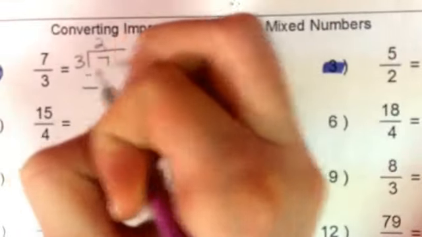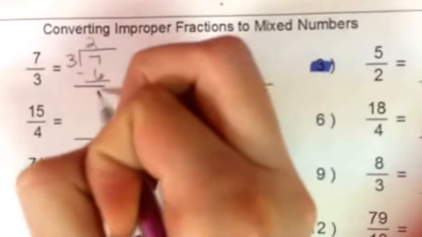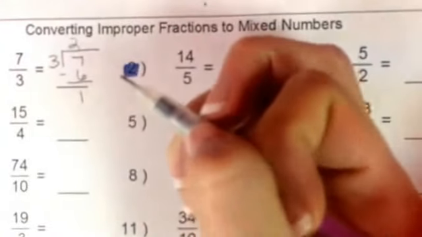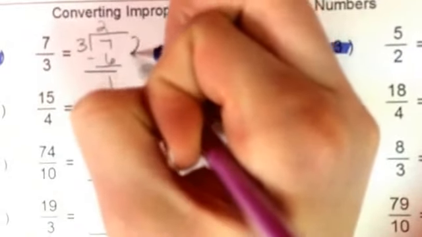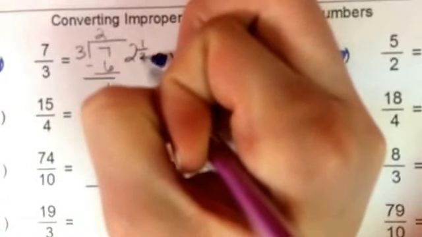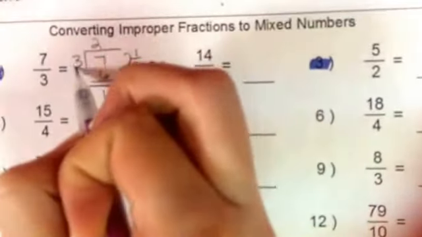So then I have to subtract the 6 because 3 times 2 is 6, and I have a 1 left over. So I have a remainder of 1. So my final answer will be 2 1/3, because your remainder always goes over this number.